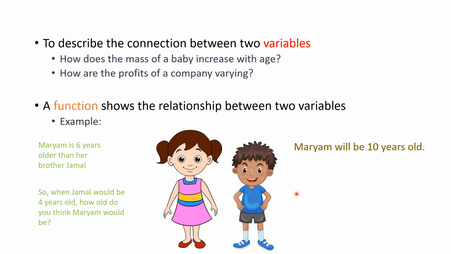And how can we represent this function? How can we turn this into a function using algebra? We can represent Mariam as M and Jamal as J. So we know that Mariam is 6 years older than her brother Jamal. So Jamal plus 6 is equal to her age. And that's it. Easy, right?